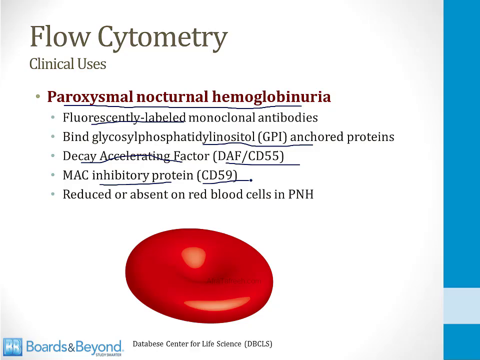And what you will see via flow cytometry is that the red blood cells in a patient with PNH will show reduced or absent binding of the monoclonal antibodies to these proteins because in this condition, those proteins are absent. And that concludes our video on flow cytometry.